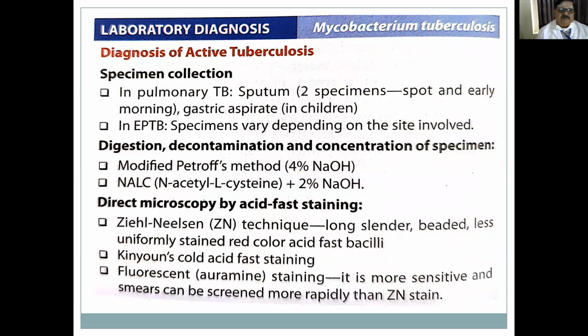So to revise, diagnosis of active tuberculosis, specimen collection. Pulmonary TB: sputum, 2 specimens, spot and early morning. If it is extrapulmonary tuberculosis, specimens vary depending on the site that is involved. Digestion and decontamination, modified Petroff's method, 4% NaOH is used. And NALC, N-acetyl L-cysteine, 2% sodium hydroxide is used. And direct microscopy, we have seen how it looks. And for Kinyoun's, there is no heating.